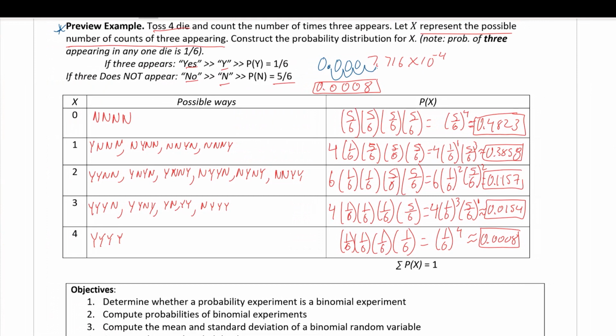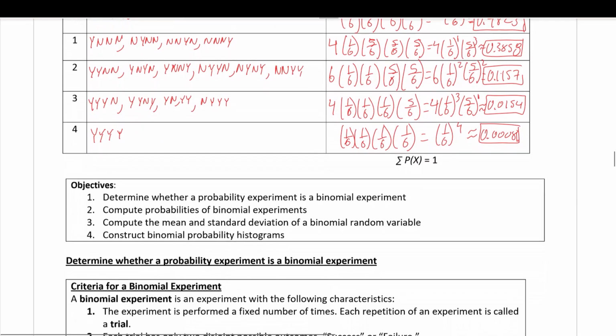Okay, so again, it's in the 4th decimal place, which is the 10,000th place. So if you were to repeatedly toss 4 dice 10,000 times, you would expect to get all 3s only 8 out of those 10,000 times. So 8 10,000ths. That's how you interpret that. And of course, these should all add up to be 1. All right, so let's go on to this section.